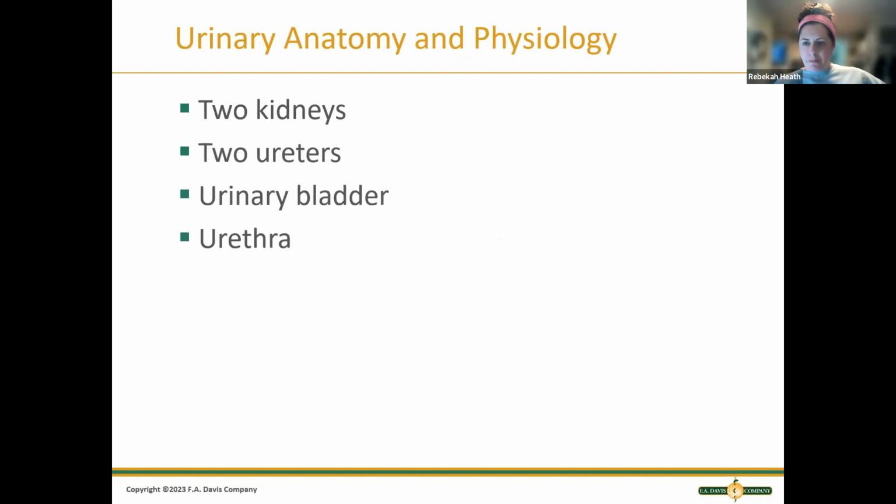So just some basics. Let's take it back to anatomy and physiology. You have 2 kidneys, which have 2 little tubes coming down from them that are called ureters. Those ureters lead into the one bladder. From that bladder, you have another little tube called a urethra that then empties out from your body.